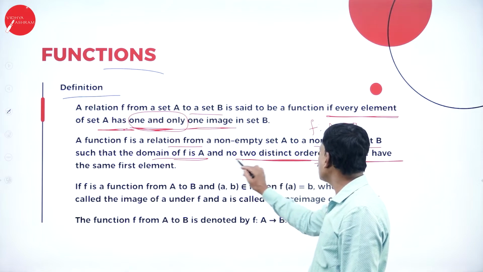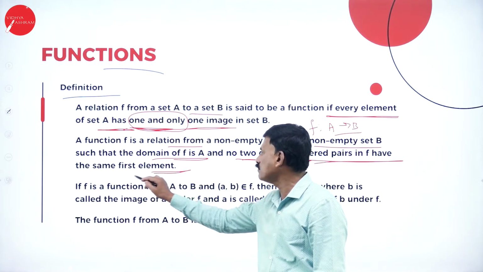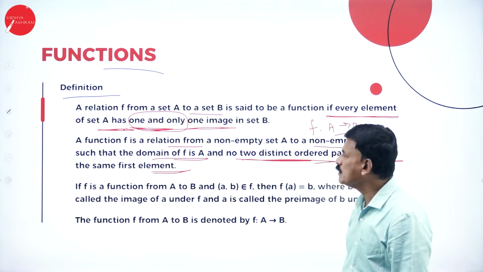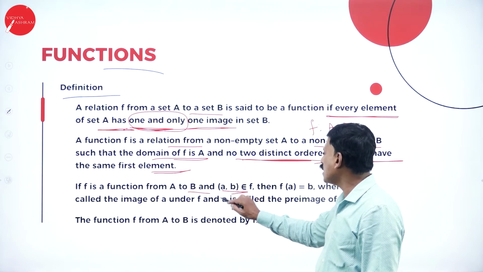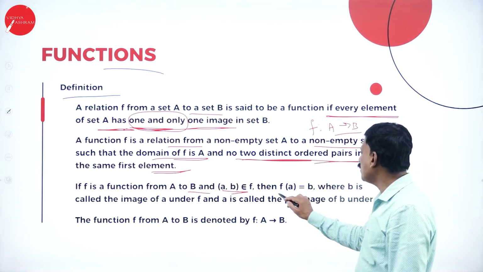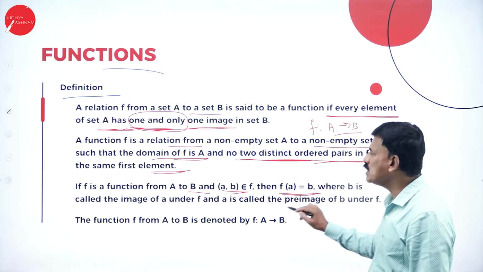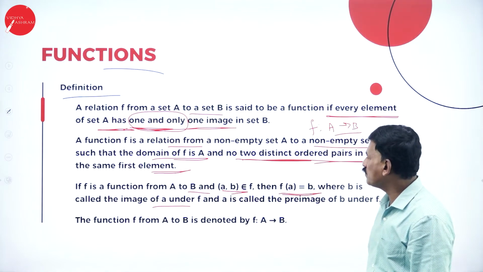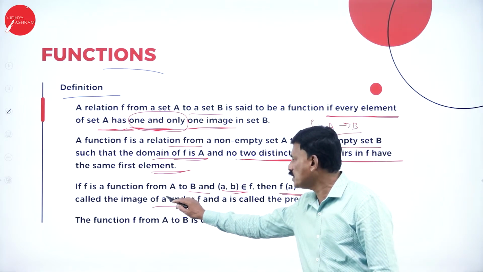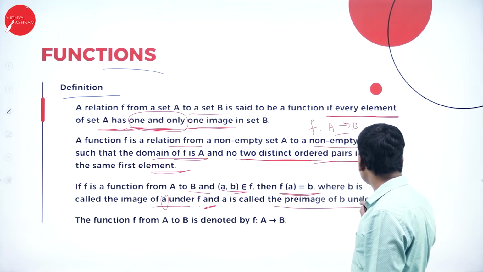No two distinct ordered pairs in f will have the same first element. This is a very important point. Now, if f is a function from A to B, that is (a, b) belongs to f, then f of a is equal to b, where b is called the image of a under f, and a is called the pre-image of b under f.